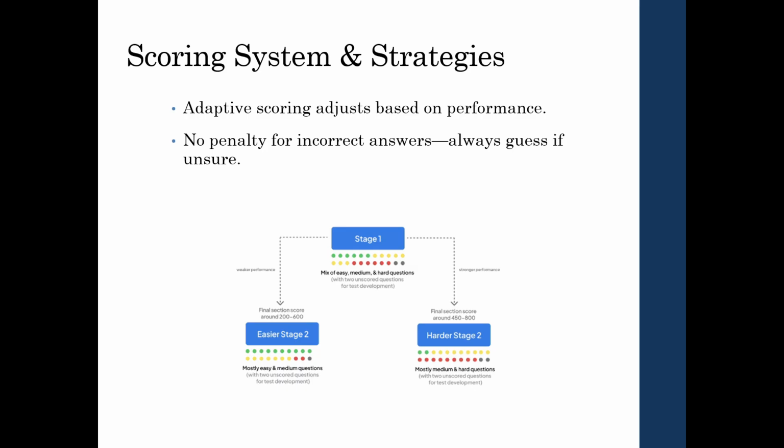So try to make fewer mistakes in module 1, and if you can get all the questions correct in module 1, you will have a much better chance to get 750 plus in the math section of your test if you do well in module 2 also. So try to get all the easy questions correct so that you will have a better chance to get a higher score.